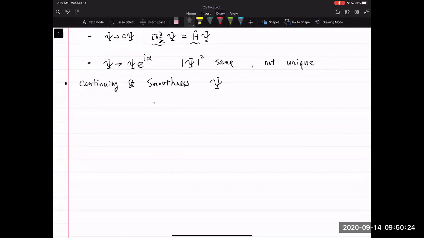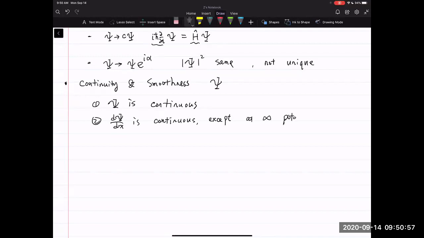In other words, we require two conditions. First, we require the wave function itself to be continuous. Second, we require the derivative, in one dimension d/dx, to also be continuous. With one caveat: except at infinite potential. What do I mean by that?